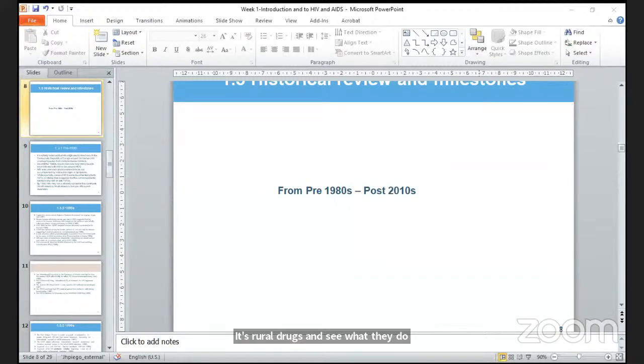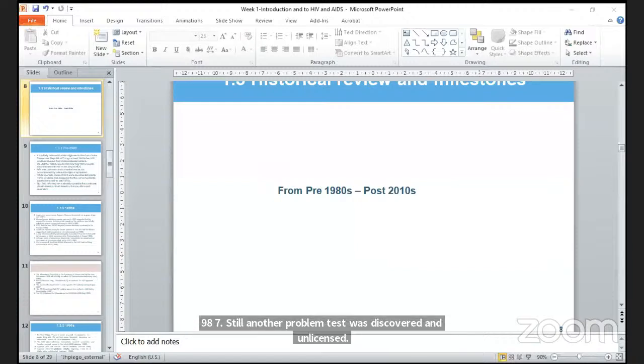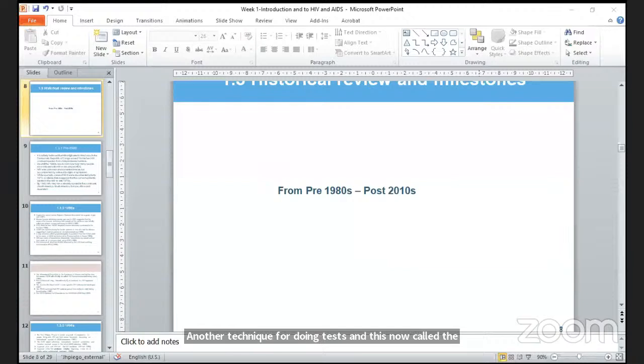In 1987 still, another form of test was discovered and licensed. Another technique for doing tests, and this is now called the Western blot test. The Western blot test, or the assay, is also another kind of antigen-antibody test, or what we call serological test, but a more advanced one as compared to the ELISA test.